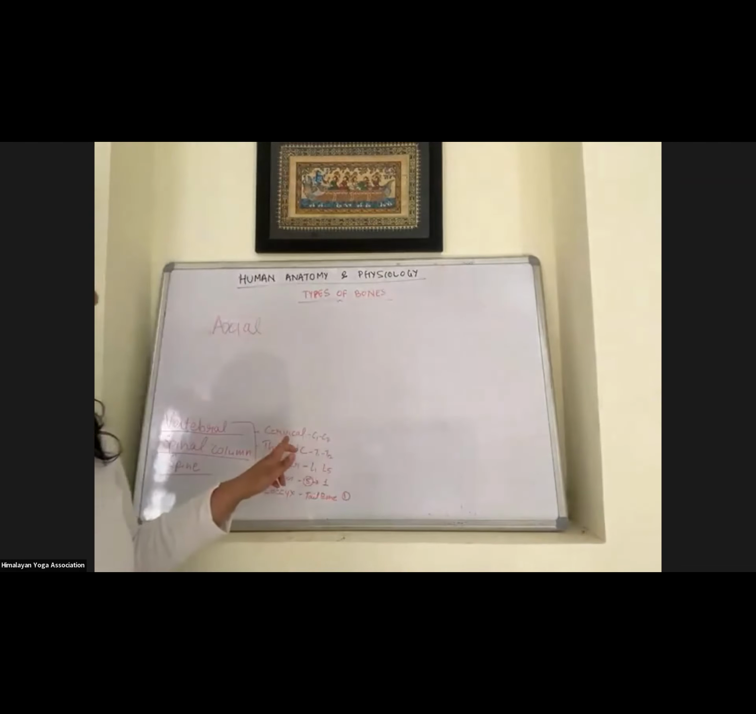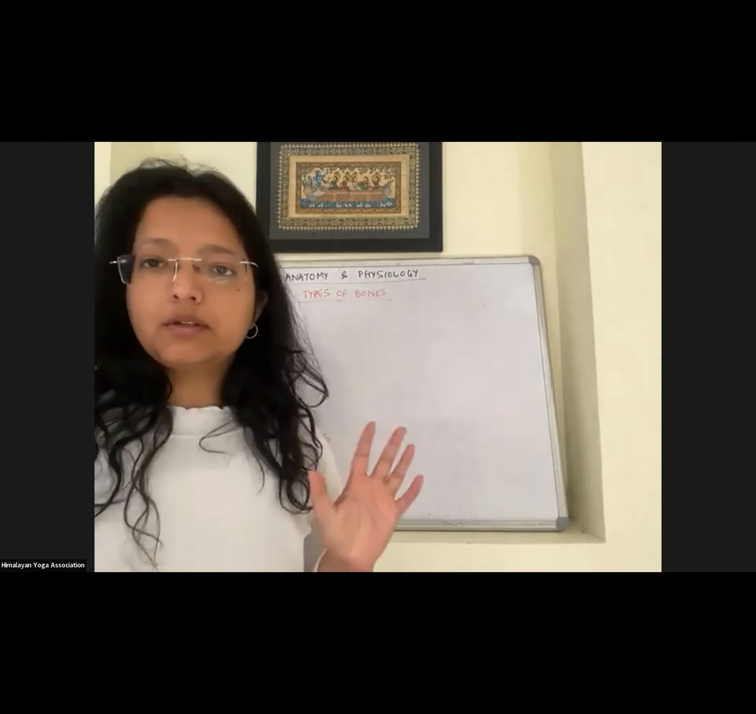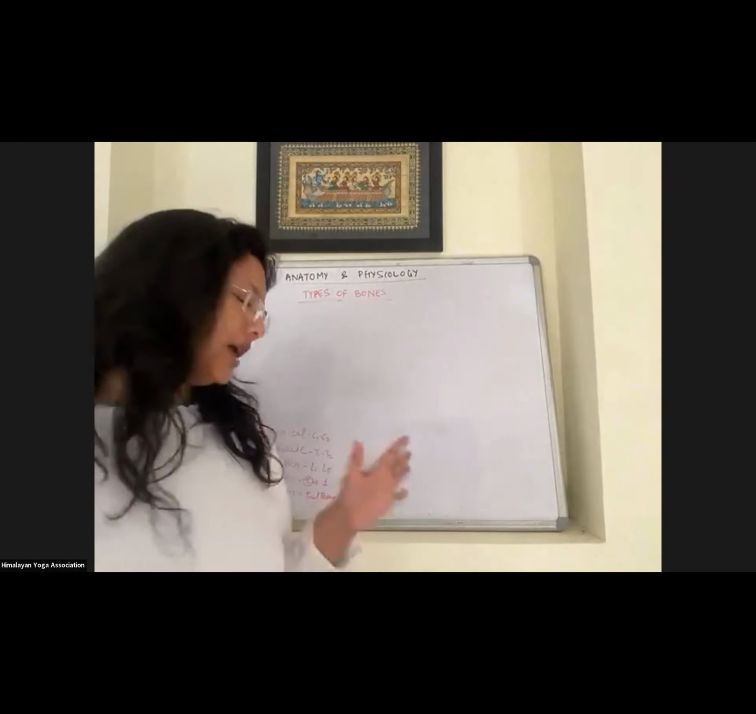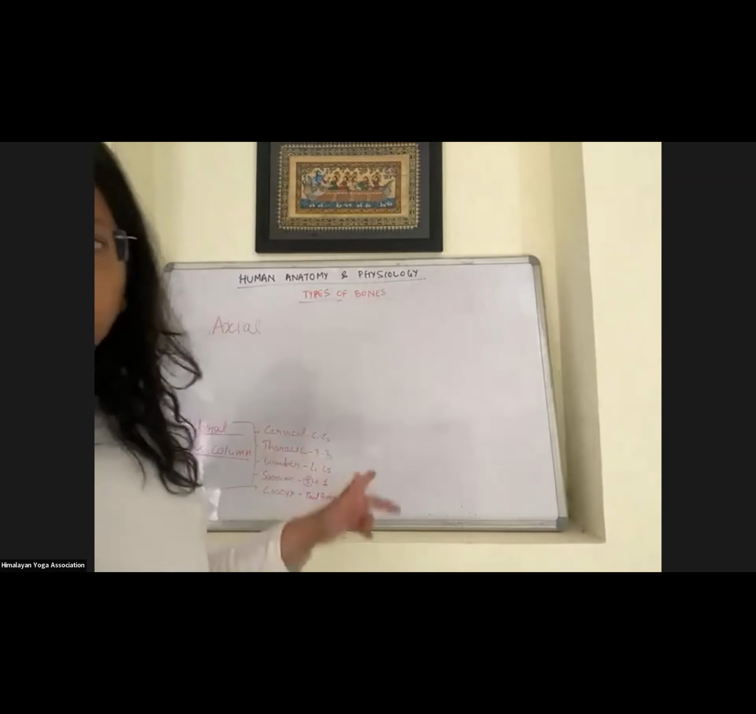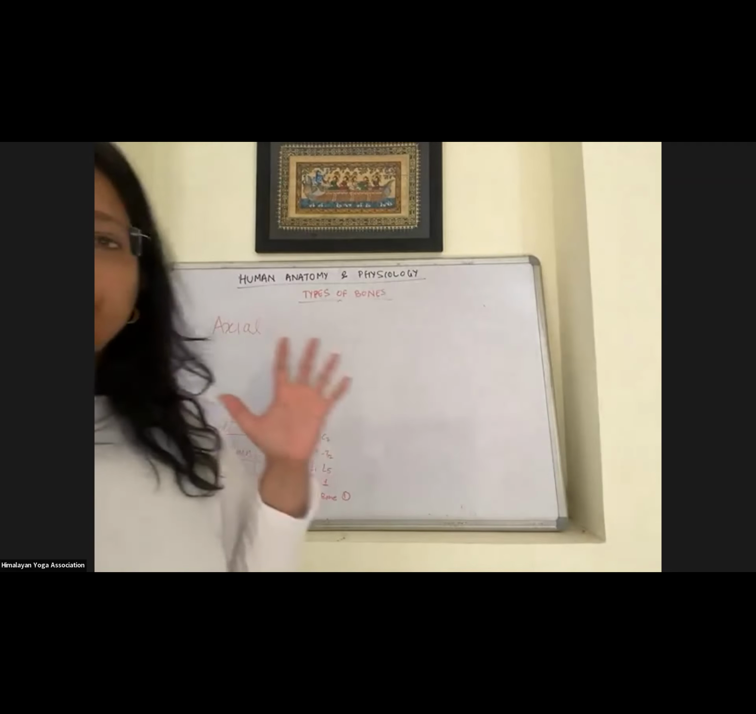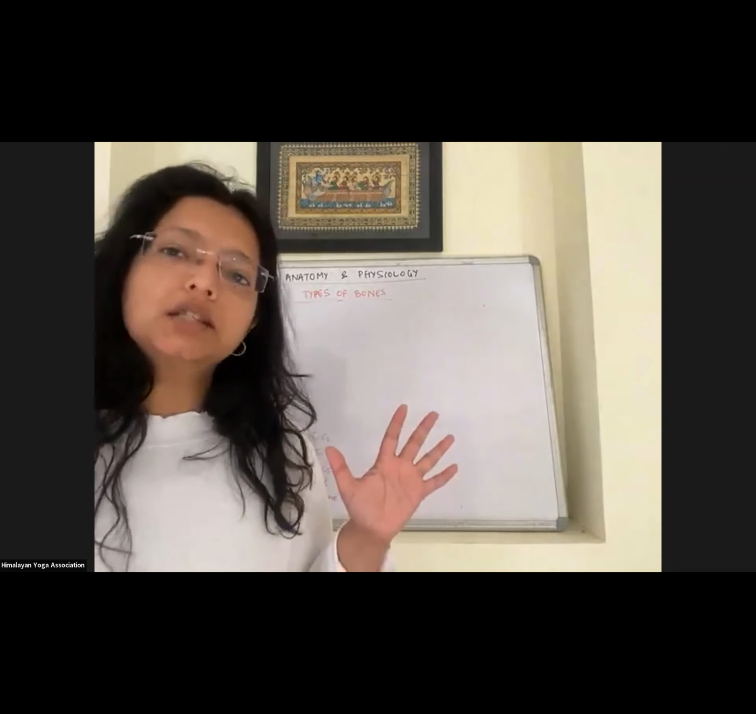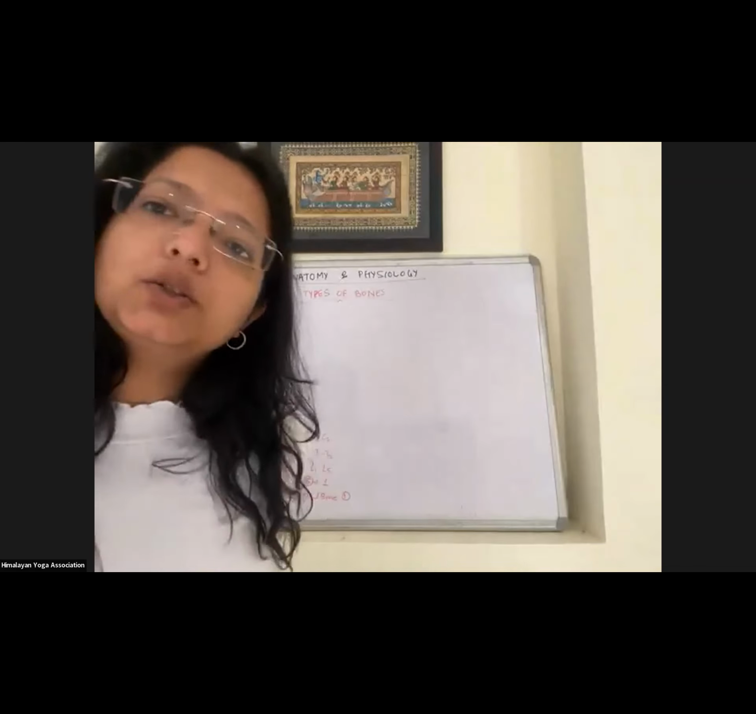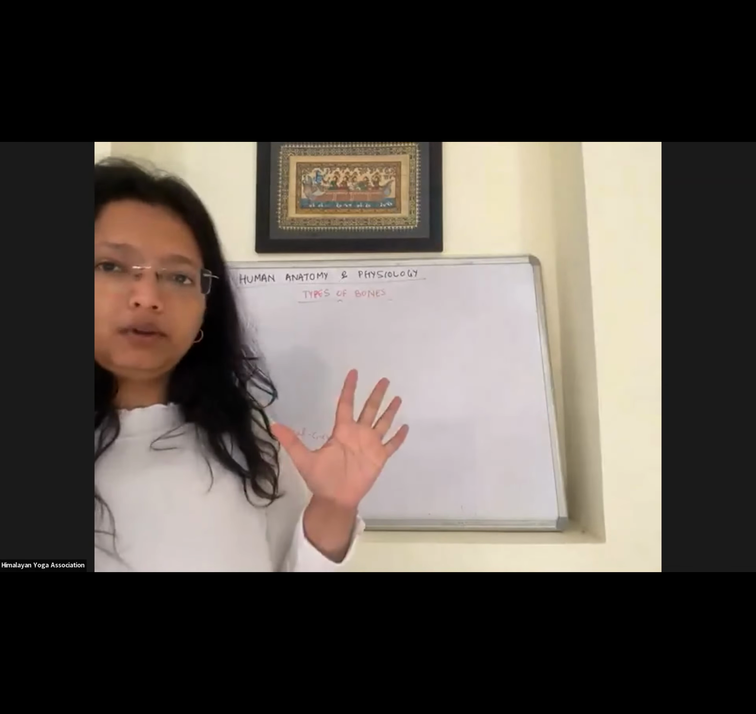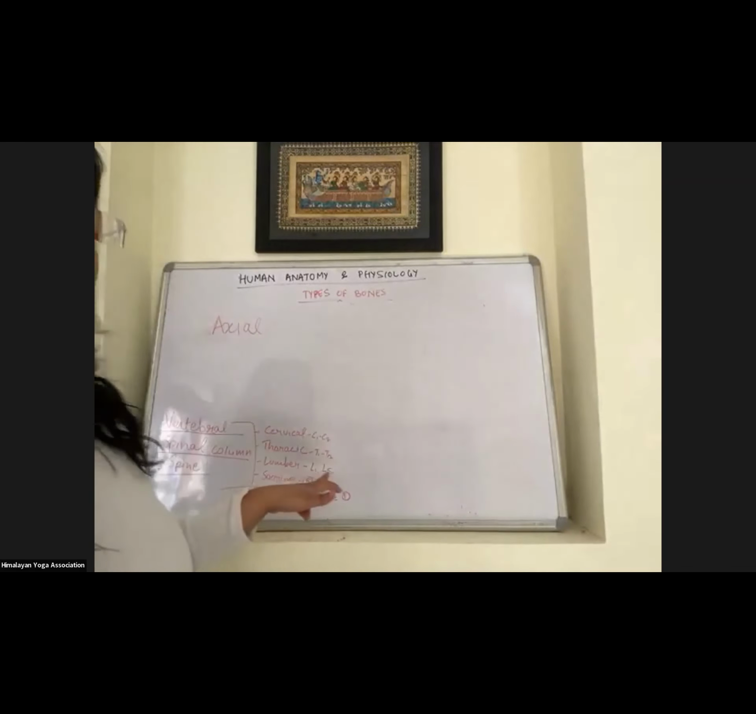This cervical is in 7 numbers. Okay, 7 bones we have in cervical region. In thoracic we have 12. In lumbar we have 5. The lumbar is behind the stomach. Okay, the lower back is called the lumbar region. It is 5 in number, L1 to L5.